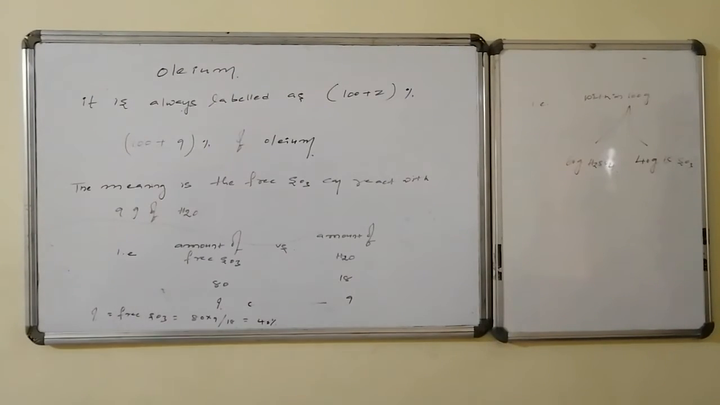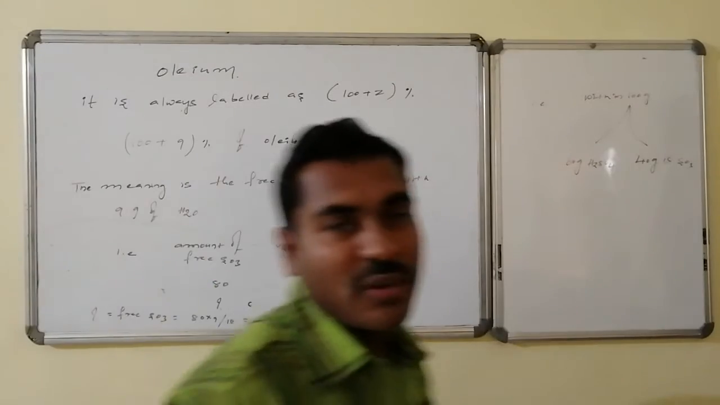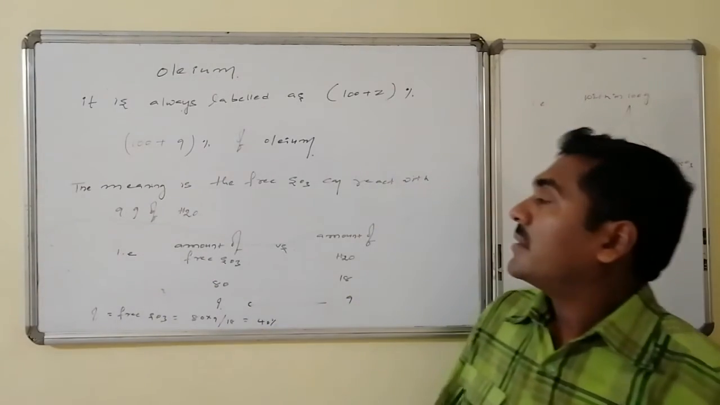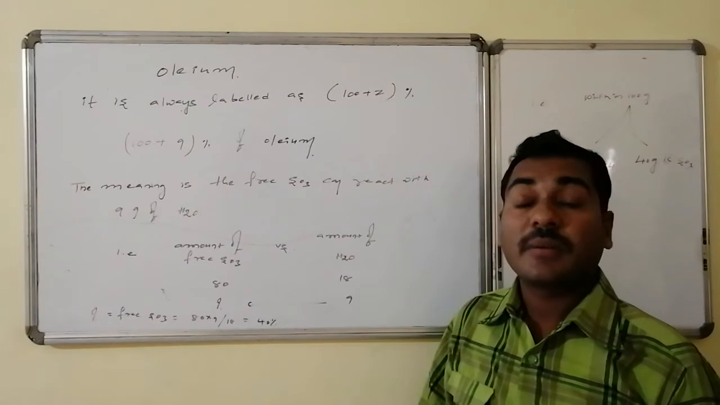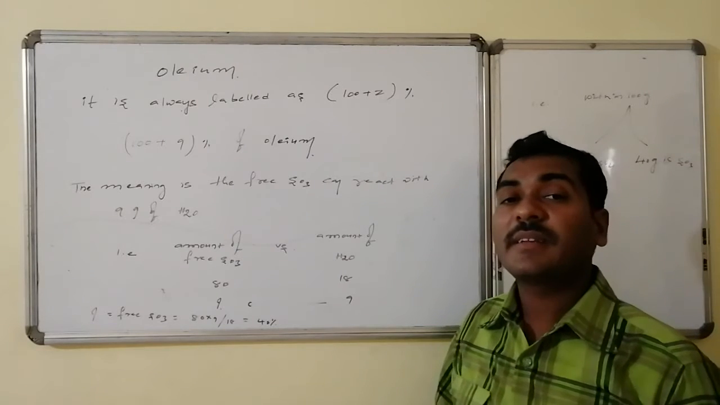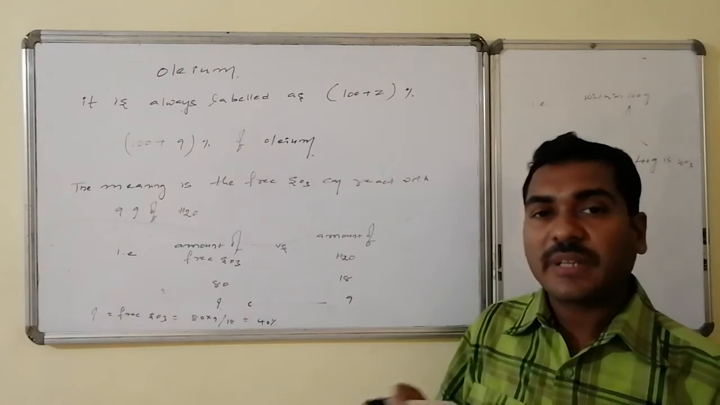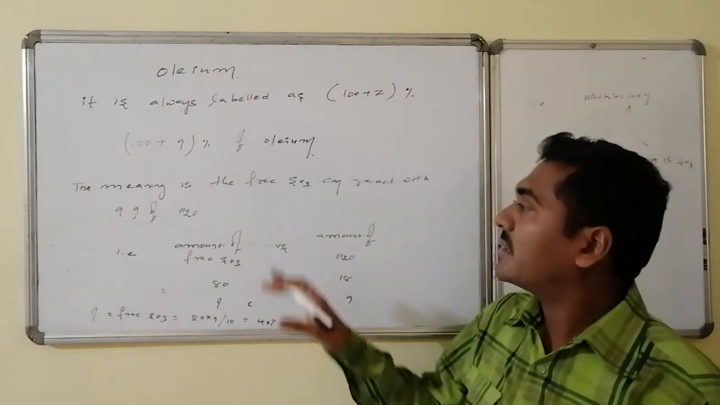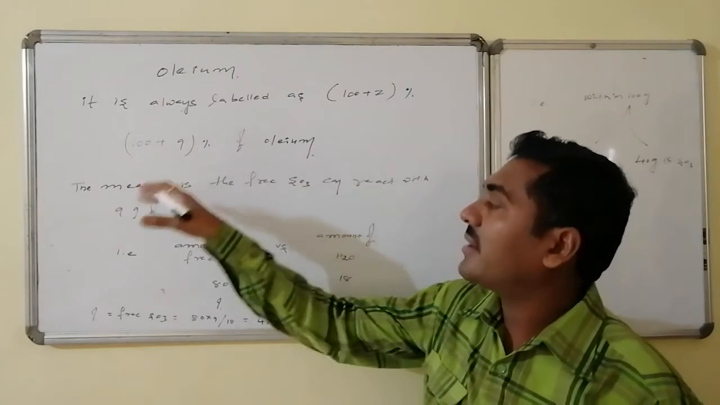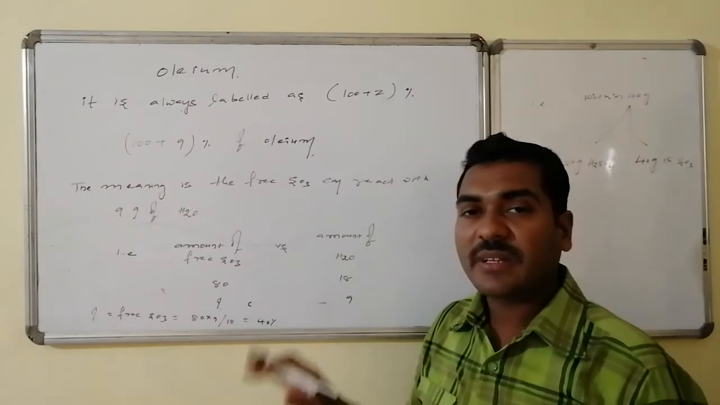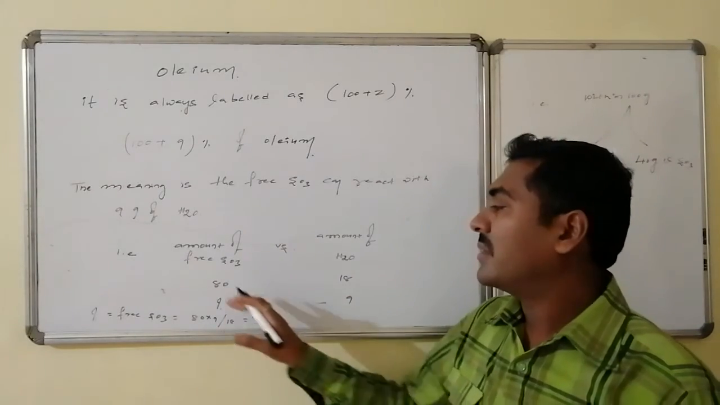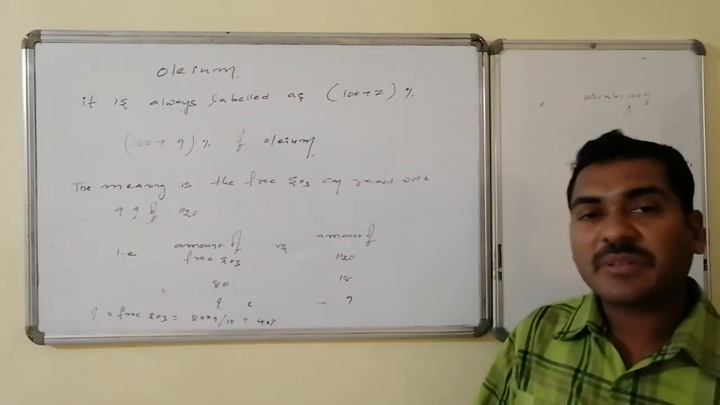Here there is a question: 100 plus 9 percentage of oleum. The meaning is the amount of free sulfur trioxide present in the mixture of 100 grams, along with the sulfuric acid, can readily combine with 9 grams of water. As far as the relation of free sulfur trioxide to water is concerned, 80 grams can combine with 18 grams of water.